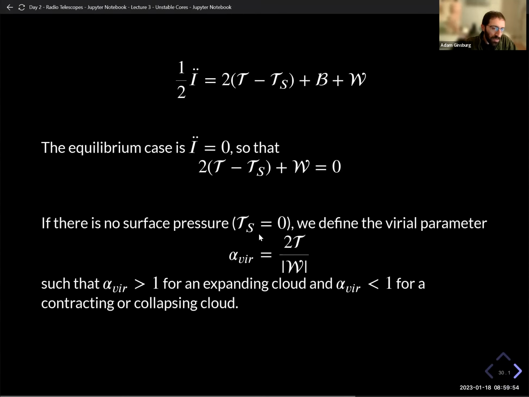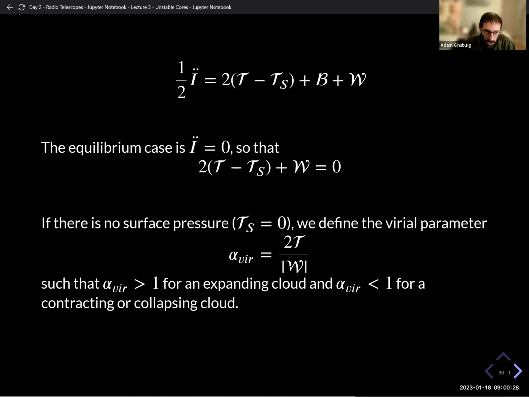Then we're going to take one more simplifying assumption and say, well, if there's no surface pressure, then we can define something called the virial parameter. I'm going to explain this one because this is commonly used in the astronomical literature, and I'm going to show you some measurements of this one. The virial parameter is defined as so. It's written as alpha sub vir, also, this is an alpha. And it's twice the kinetic energy divided by the magnitude of the gravitational energy.